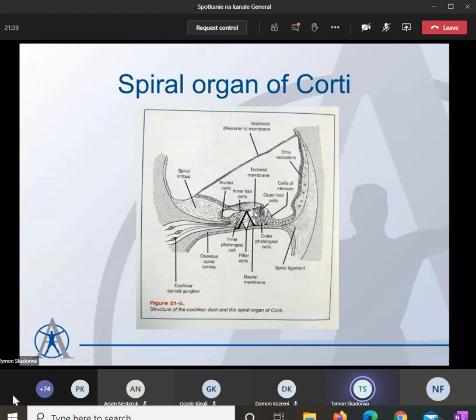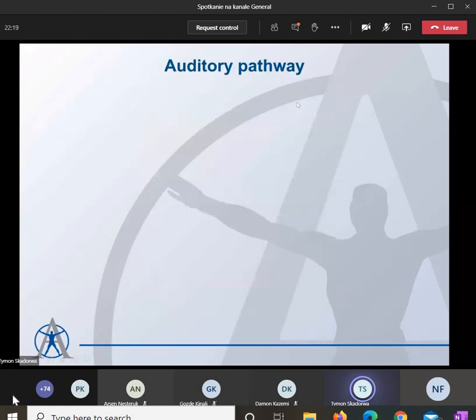which contain something that looks like hair actually, and these are free nerve endings that run to the body of these neurons, and these bodies form the spiral ganglion or the cochlear ganglion. This is what we call the spiral ganglion of Corti. So this is the actual receptor of the auditory pathway.